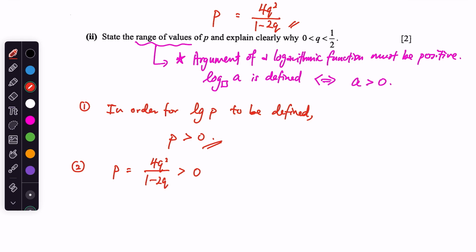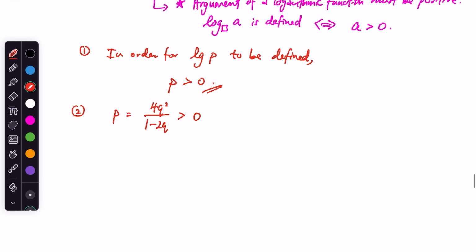So let's take a look. The numerator is 4q squared. Because we have 4q squared, and 4q squared is positive for all q in real numbers, right? That means any real number q, 4q squared is positive. Sorry, not positive, more than or equal to 0.